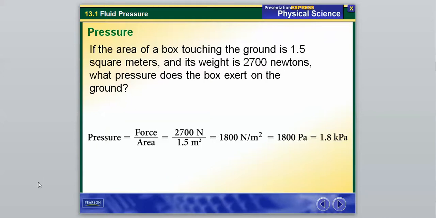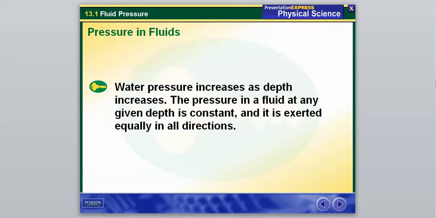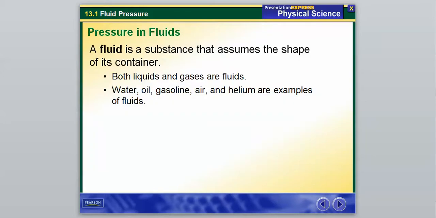And so now we're going to take a look at how water pressure can change with depth, and then how pressure can be distributed at a given level in a fluid. So now we're going to relate pressure not so much to a box touching the ground, but to our fluids. And we'll jump right in with what a fluid actually is first. So a fluid is a substance that assumes the shape of its container. That's our definition of a fluid.